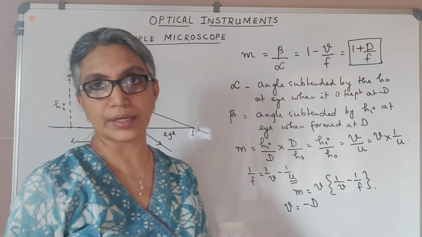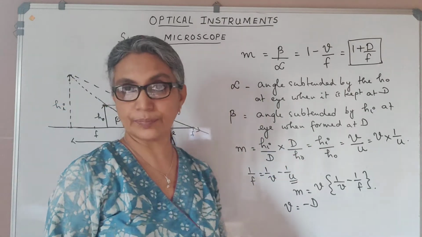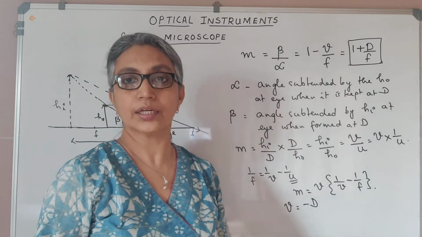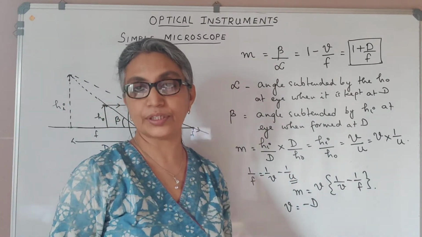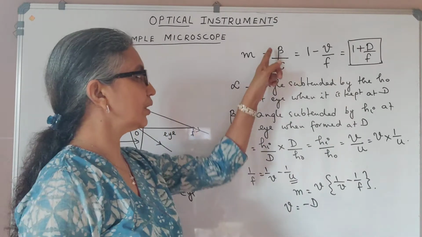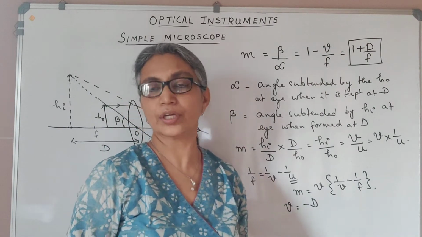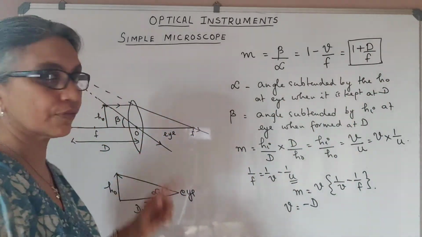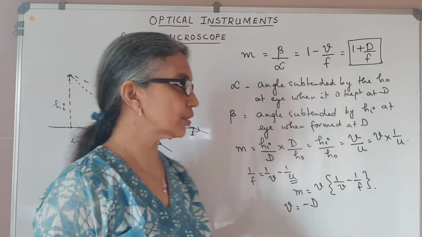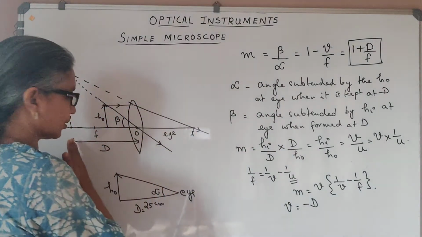You already knew linear magnification as HI by HO, which is, we know, equal to V by U, image distance by object distance. Now in 12th standard, we know magnification can also be defined as angular magnification, beta by alpha, which in terms of the focal length is 1 plus D by F, where D is just a number, 25 centimeter, and F will be the focal length of the lens that you are using. So this is the magnification if your image is formed at D, least distance of distinct vision.